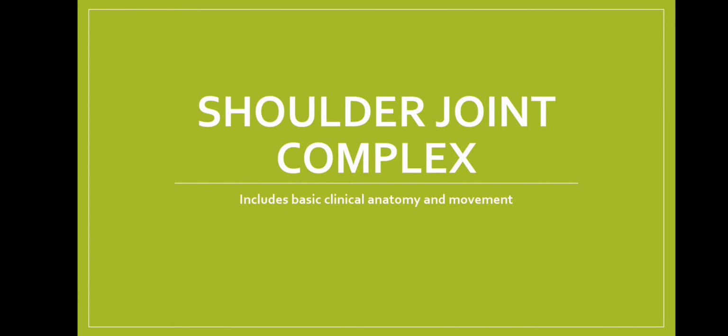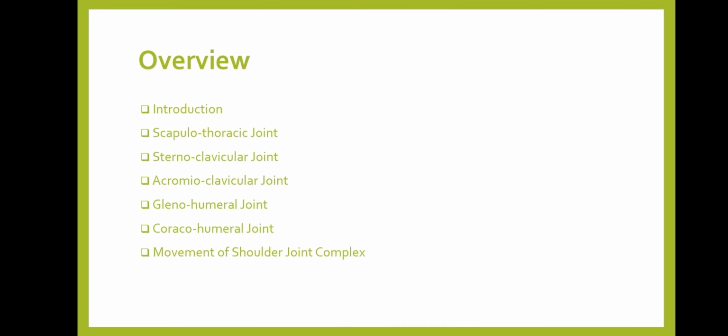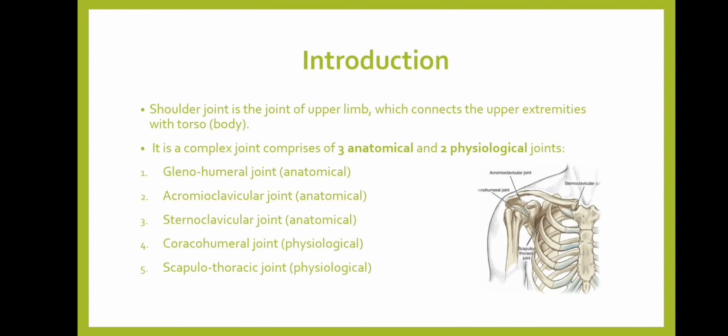I am Kavya. Today I am going to talk about shoulder joint complex. It includes introduction, various joints it consists of, and the movement it permits. Shoulder joint is the joint of upper limb which connects the upper extremity with torso. It is a complex joint that comprises 3 anatomical and 2 physiological joints.